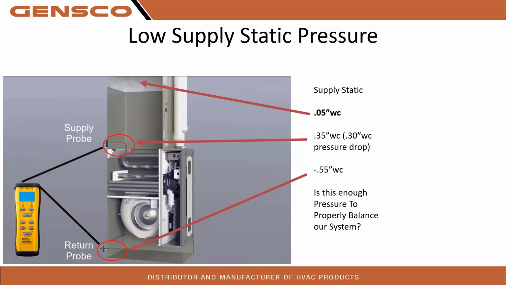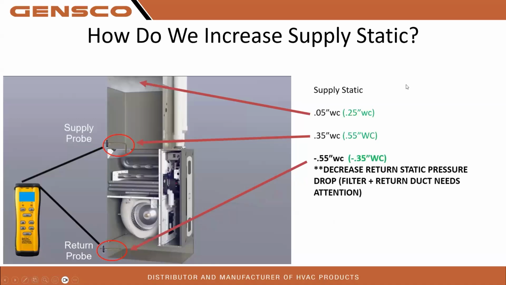Go back to your unit because it all starts there. If you have less than 0.10 on your supply static, you're going to have a hard time balancing that system, a really hard time. So we've got to keep that in mind.